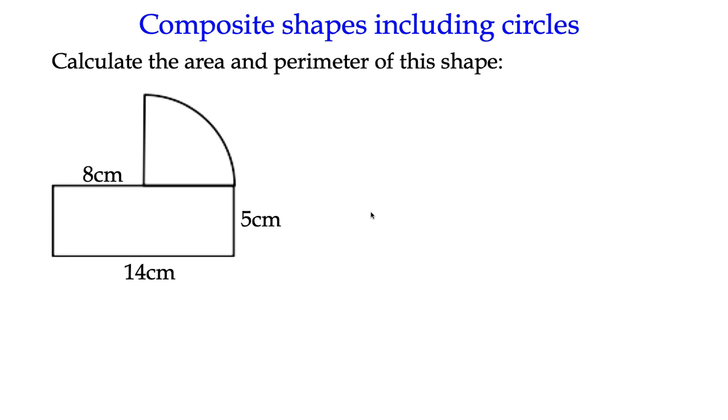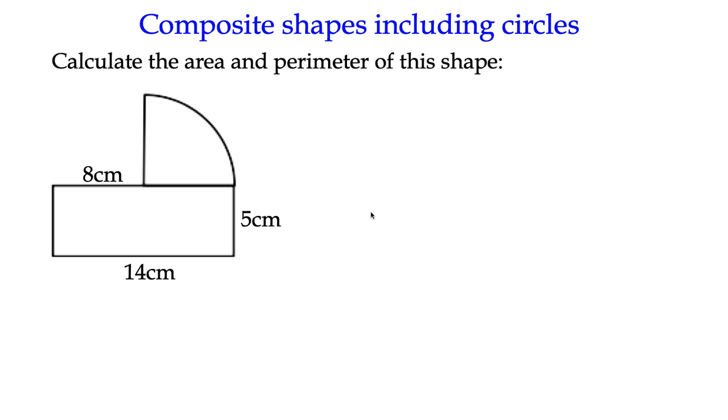Okay, in this video we're going to look at composite shapes. We've worked on a whole lot of different perimeter and area problems involving rectangles, triangles and circles. So we're going to put it all together, solve a few problems. Hopefully you'll be able to understand the strategies and maybe practice them yourself.